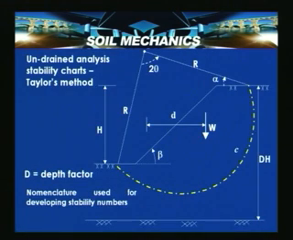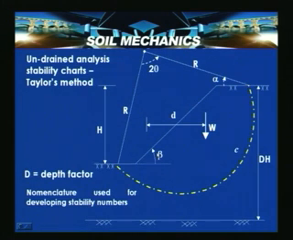Now, let us look at another extension of this circular arc analysis, which is popularly known as Taylor's stability method or Taylor's stability charts. So, undrained analysis, Taylor's stability analysis. This figure shows the nomenclature used for developing stability numbers by Taylor, 1948. 2 theta is the angle indicated here, and alpha is the angle with the horizontal, that is the inclination of this line with the horizontal, indicating the geometry of the slope.